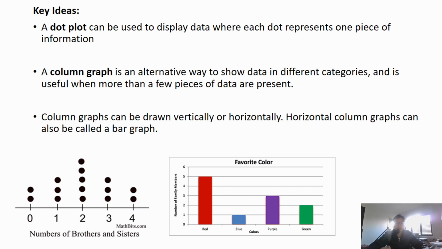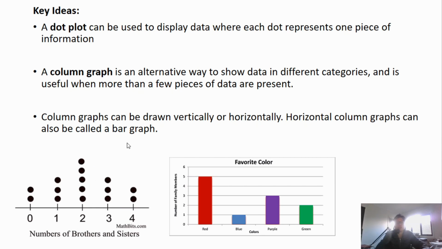To start us off, let's go through a couple of key ideas of a dot plot and a column graph. For the first one, a dot plot can be used to display data where each dot represents one piece of information, and we have an example of a dot plot down here. Each dot is one piece of information, so there are 5 people with 2 numbers of brothers and sisters.